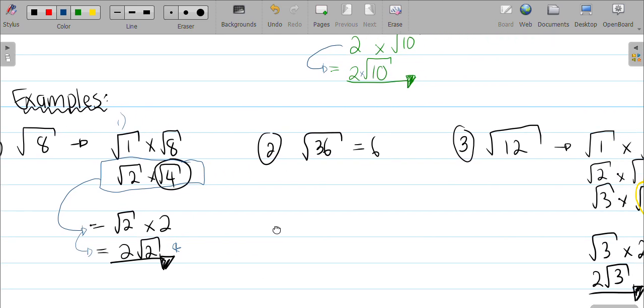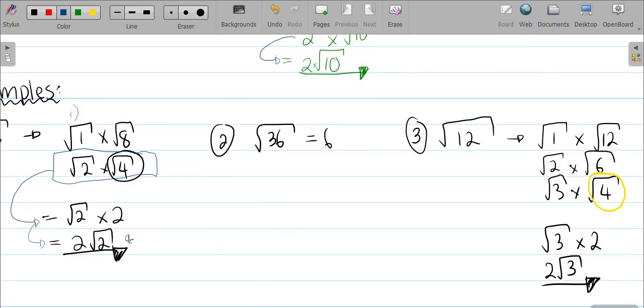Okay, let's have a look at number 2. What did I say? I said if we have a perfect square already inside, all we're going to do is we just write the number that has been squared over here. So 6 squared is 36. So the square root of 36 is 6. And that is all we do. We don't do the other steps for that one.